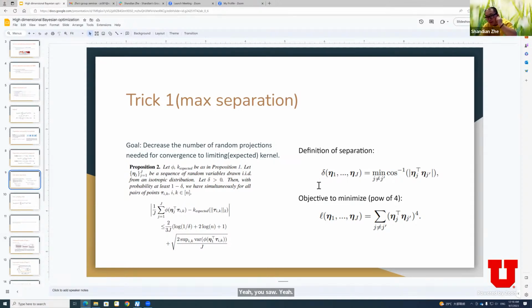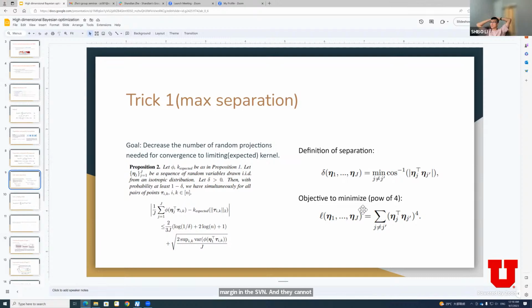So they use cosine distance, right? Yeah. Then the cosine inverse is essentially the angle, and they define the separation as the minimum pairwise angle between those projections. Yeah. I think this is similar to the definition of the margin in the SVM. And we cannot directly maximize this.